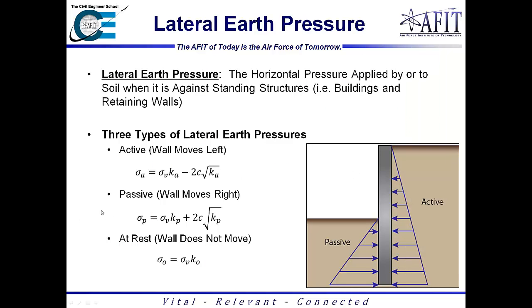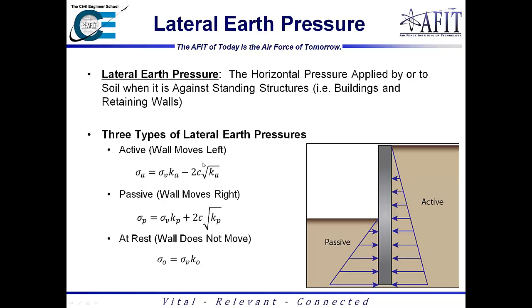So looking at lateral earth pressure, there's 3 types of lateral earth pressure. There's active, passive, and at rest. And so lateral earth pressure is basically the horizontal pressure applied by or to soil when it's against standing structures, i.e. buildings or retaining walls.